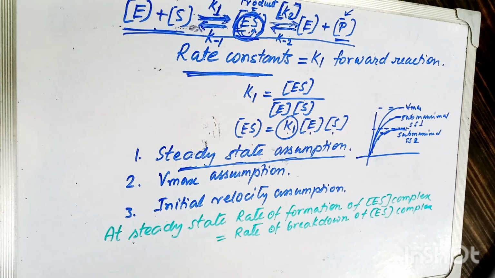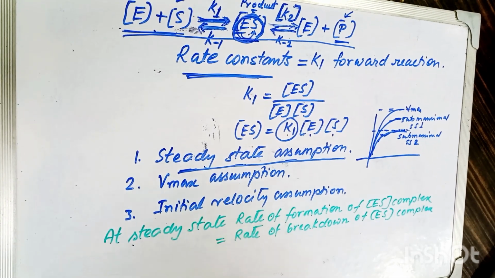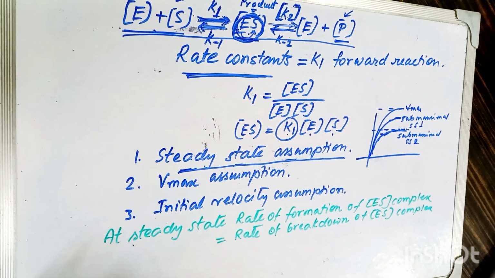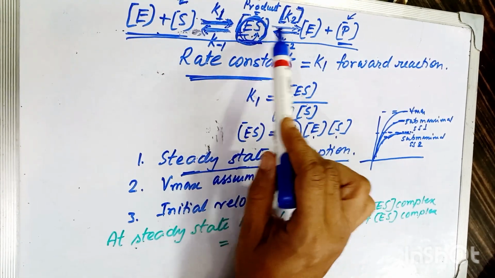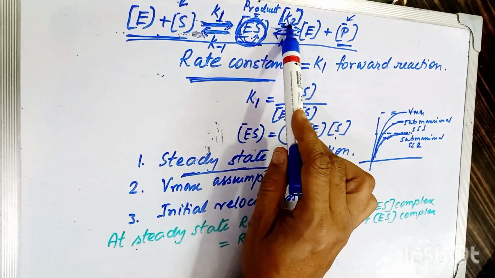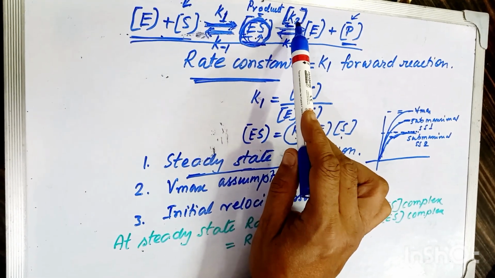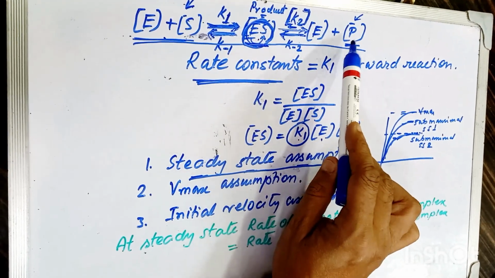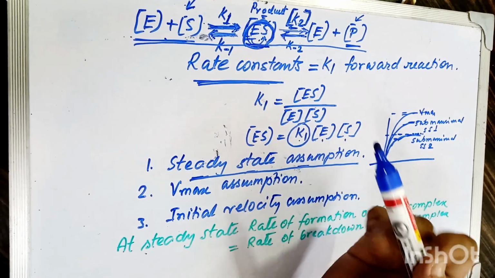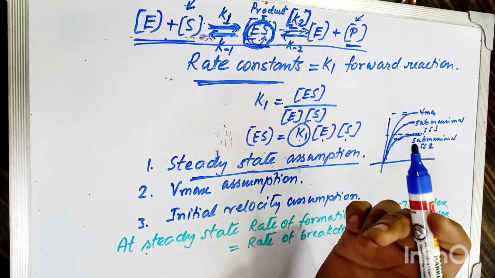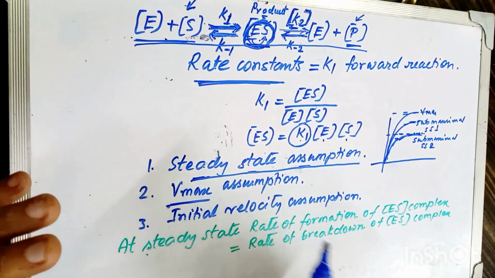Now I will go to the second assumption, that is the maximal velocity assumption. What is the maximal velocity assumption? At maximum velocity, the velocity of this enzymatic reaction will depend on K2, because K2 is the slower step. K2 is the turnover number. The slower step will determine how much product is formed. We can know a little bit from the name of this assumption: it gives an estimate of Vmax.